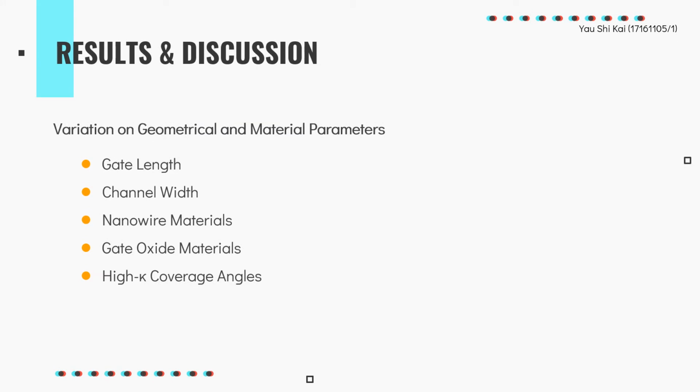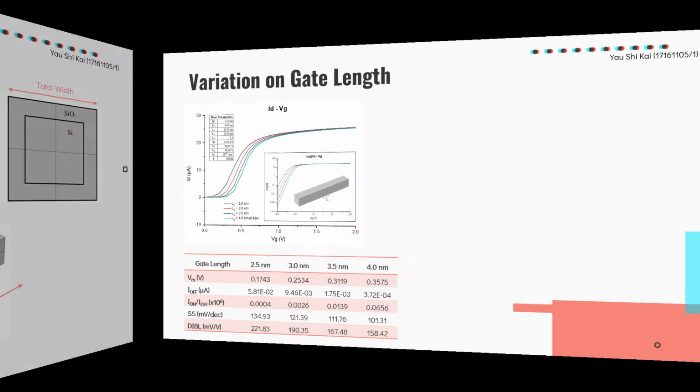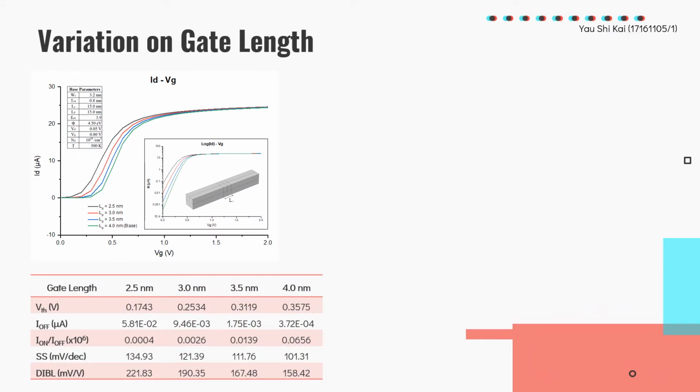The results and discussion will be separated into two parts, where we will first look into the variation of different process parameters. The process parameters involved are gate length, channel width, nanowire materials, gate oxide materials, and high-K coverage angles. The figure on the right shows the model of GAA nanowire FET. Firstly, gate length is varied in the range of 2.5 to 4 nanometer. The results are benchmarked against the work done by Sharma and Kumar in 2017.